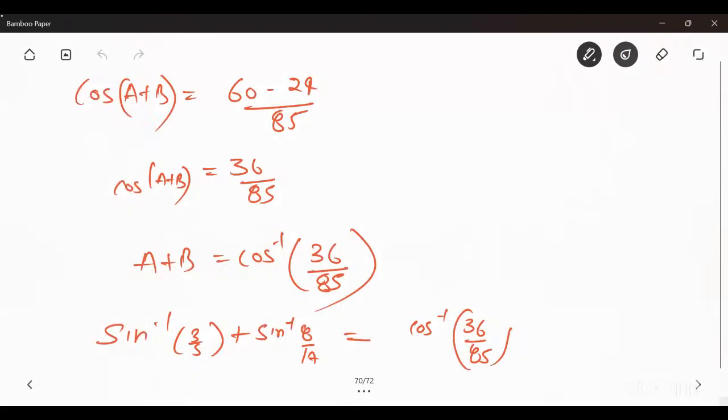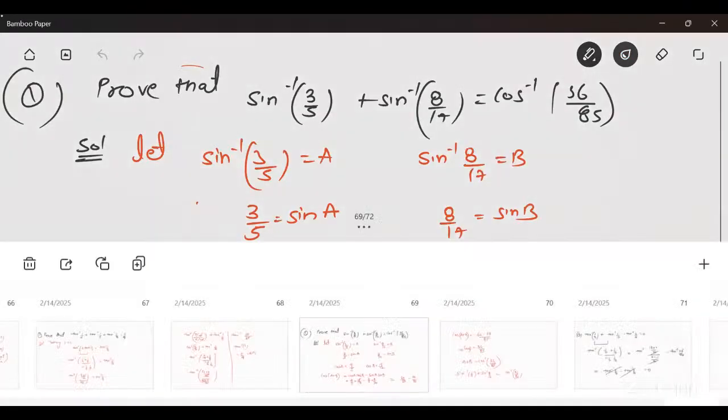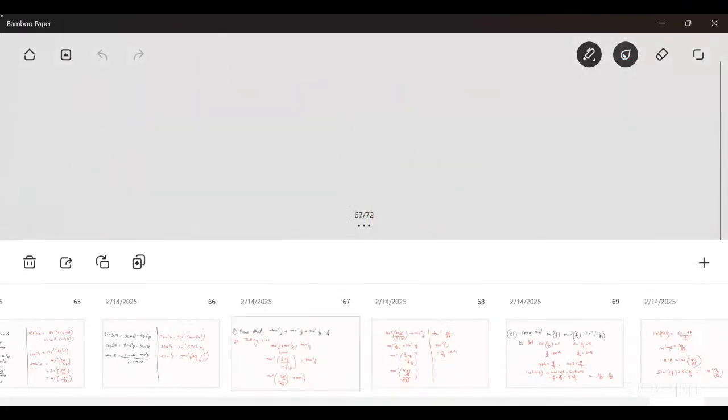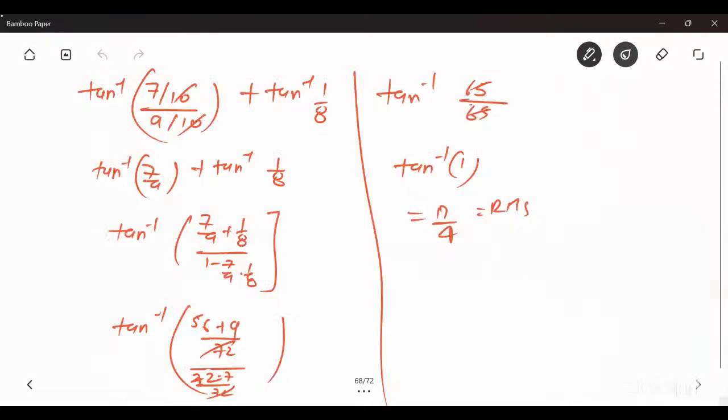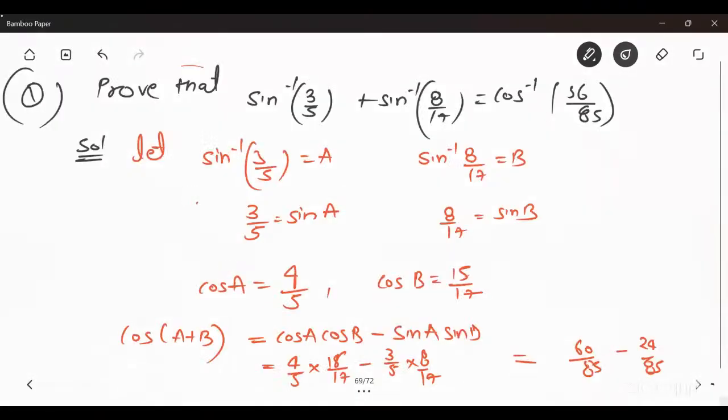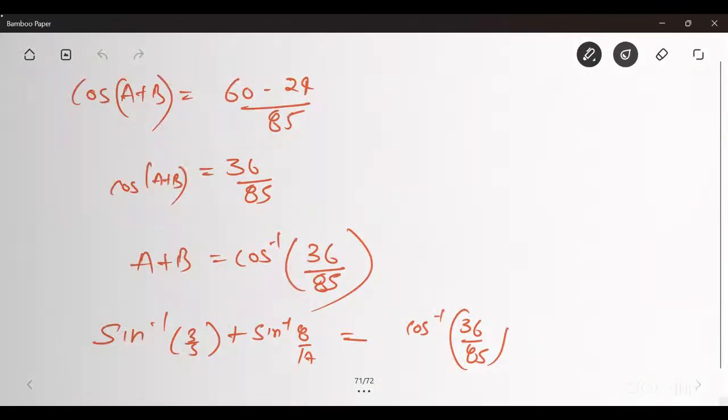Tan inverse 1 upon 2 plus tan inverse 1 upon 5, we have done that question. This question is repeated 3 times. Again and again in this chapter this question is repeating. Now the next question will be yours.